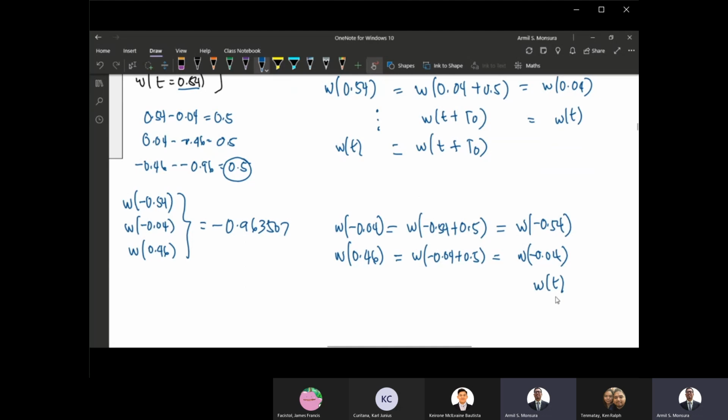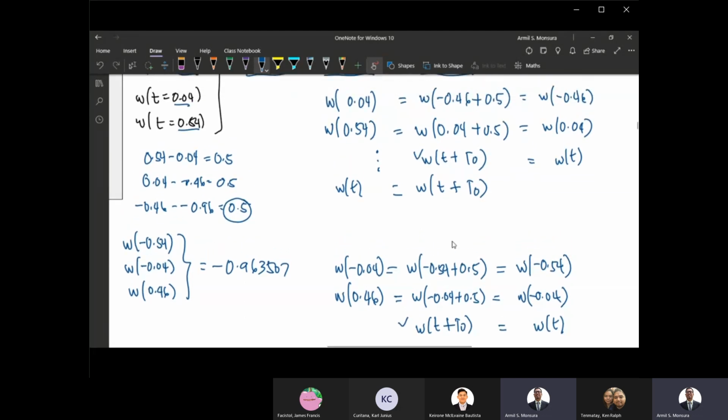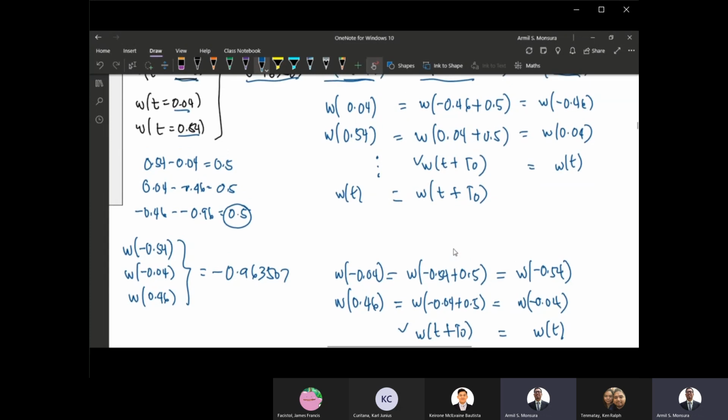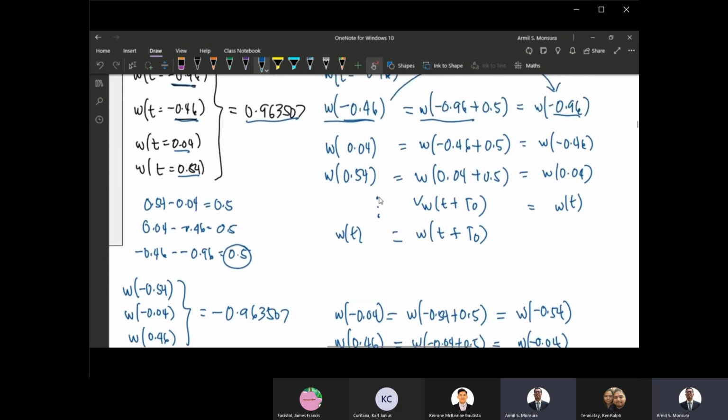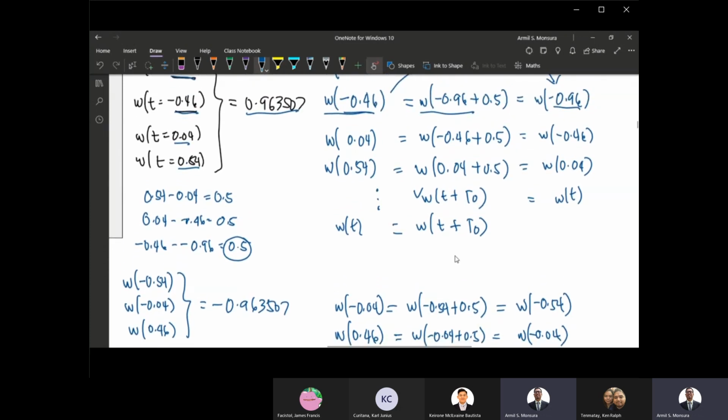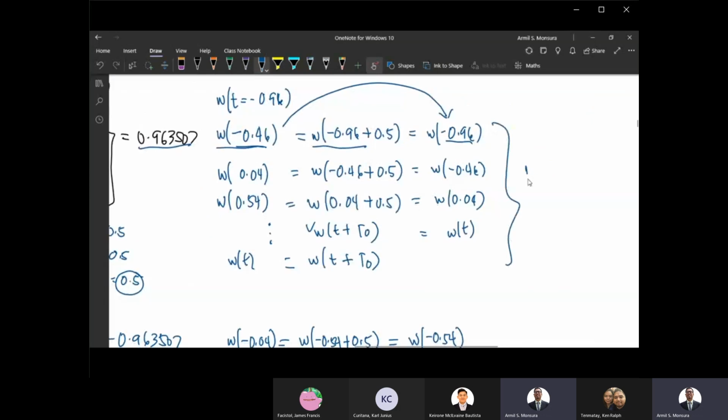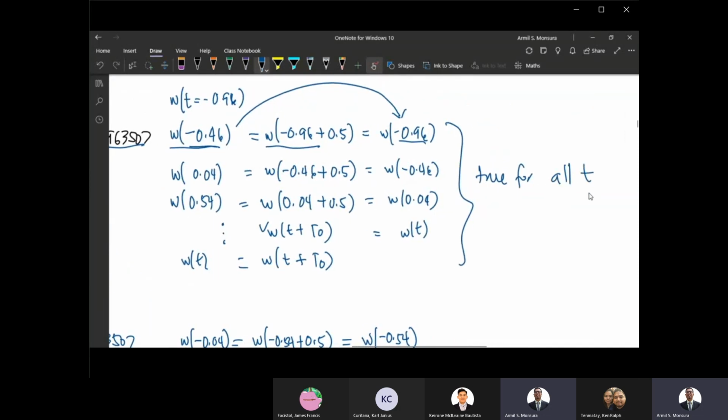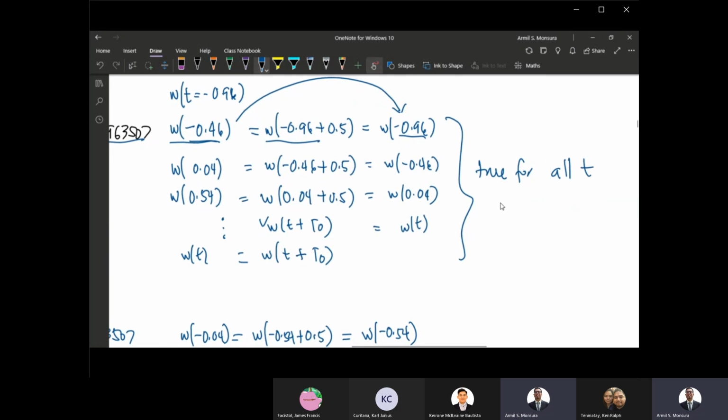So ito yung WT natin. Pag si T, argument T dito, dinagdagan natin ng T0, equal pa rin sila. So, if we can prove that for all T, if this is true for all T, then yung waveform natin is periodic.